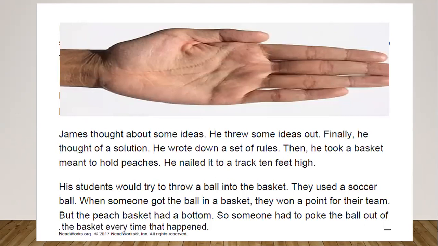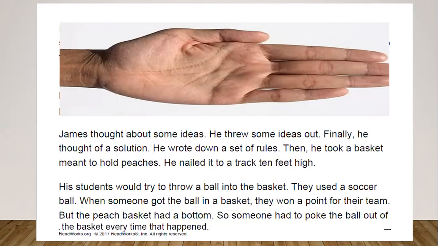All right, the next section, let's start and read there at the bottom under the hand. James thought about some ideas. He threw some ideas out. Finally, he had thought of a solution. He wrote down a set of rules. Then he took a basket meant to hold peaches. He nailed it to a track 10 feet high. His students would try to throw a ball into the basket.